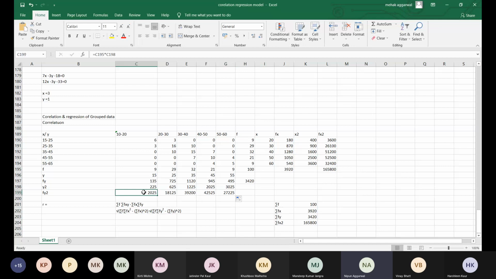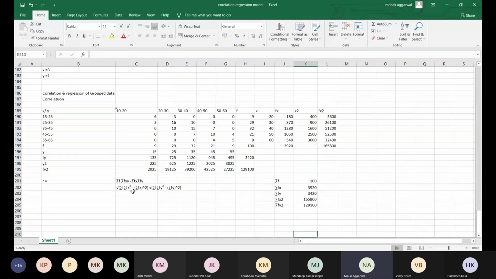And then next is the summation of fy square. So the summation of fy square becomes 129,100. So we have calculated all the things except this summation fxy.